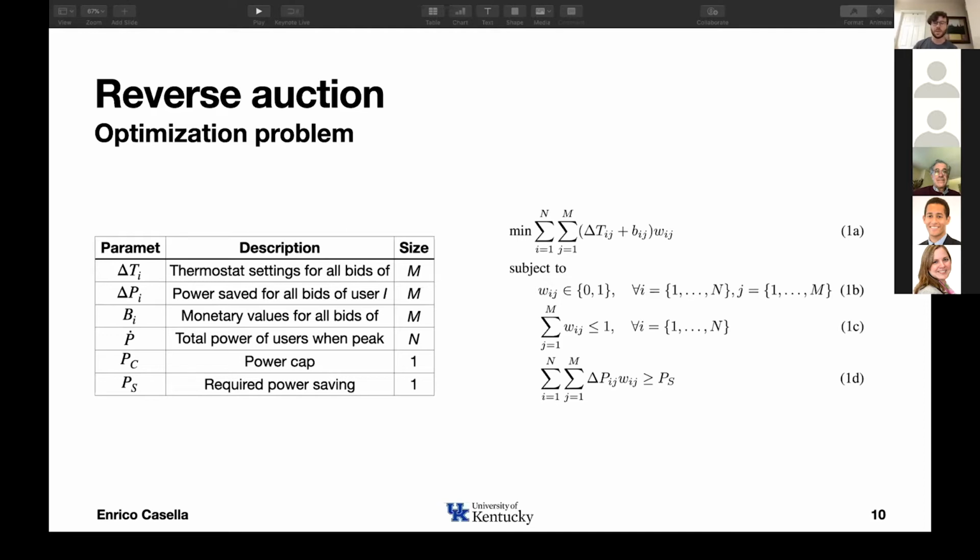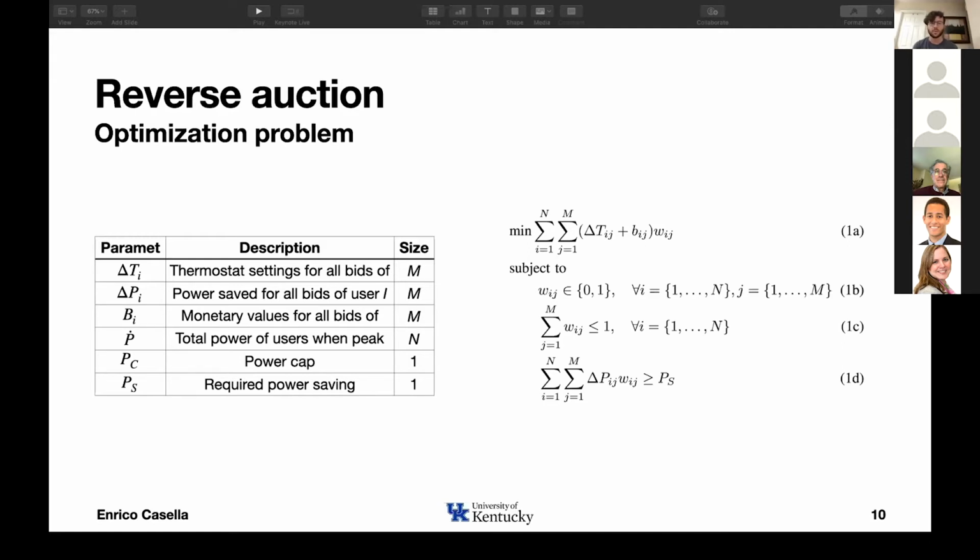We then define the first constraint, which is the decision variable. It's a binary variable. And with constraint 1c, we're just saying that for each user, you can either select one of their bids or you don't.